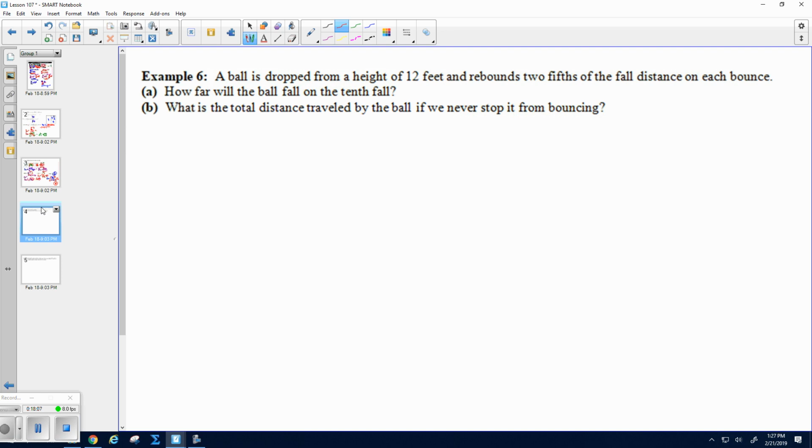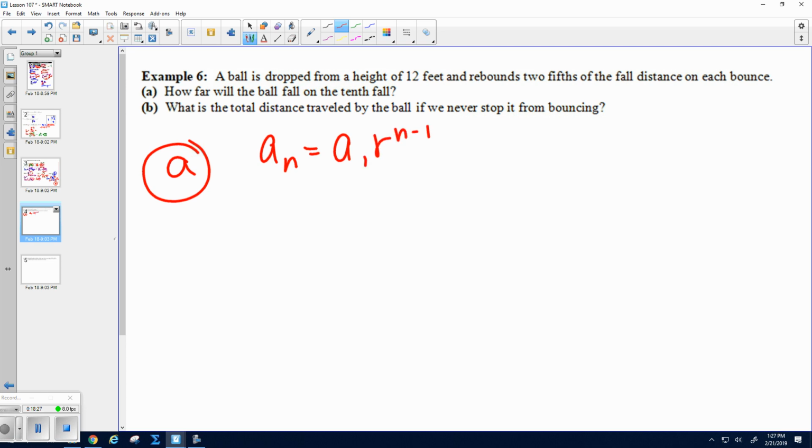A ball is dropped from a height of 12 feet and rebounds 2/5 the distance from the ball. How far will the ball fall on the 10th ball? This is a good one because what if this is on the test tomorrow? So we've done these before. We already know how to do these, right? This is just our formula for a normal geometric sequence.